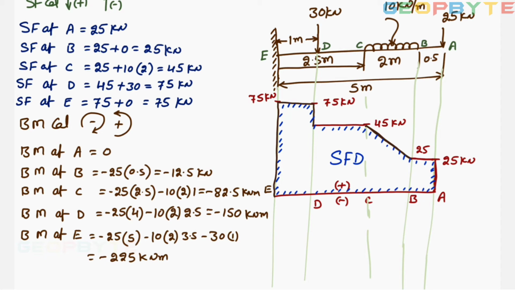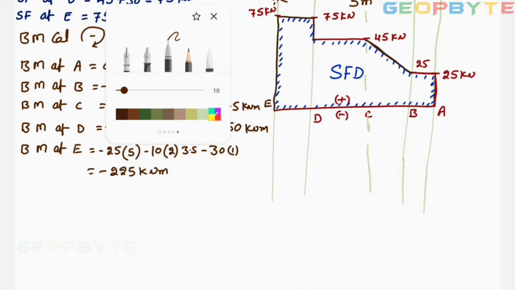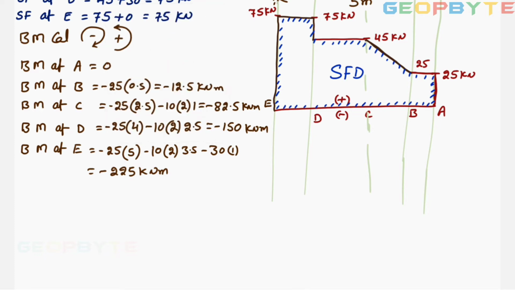I got bending moment at B is minus 12.5 kilonewton meter. Bending moment at C is minus 82.5 kilonewton meter. At D it is minus 150 kilonewton meter. At E it is minus 225 kilonewton meter. With this data, let us construct the bending moment diagram.